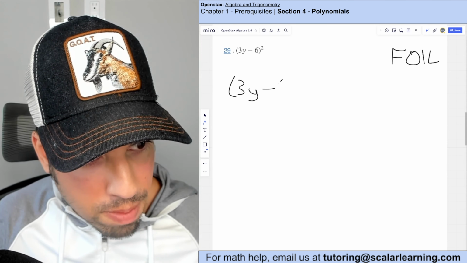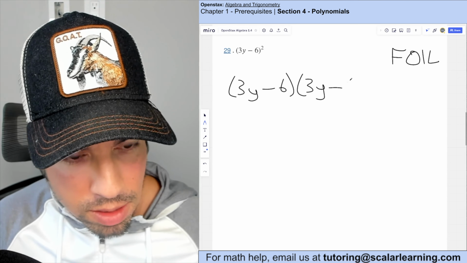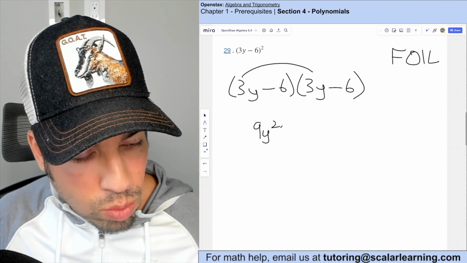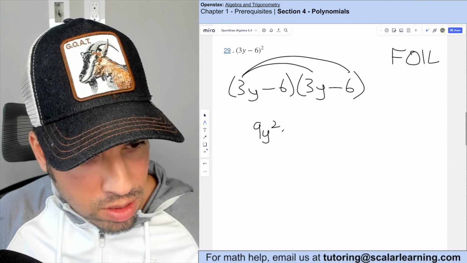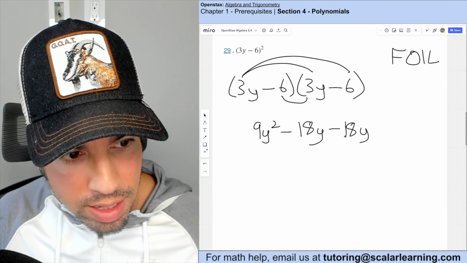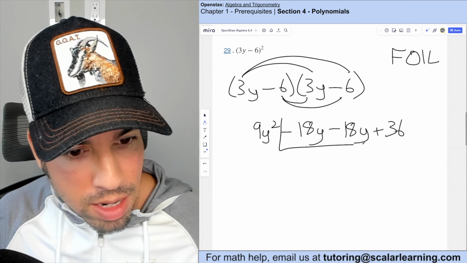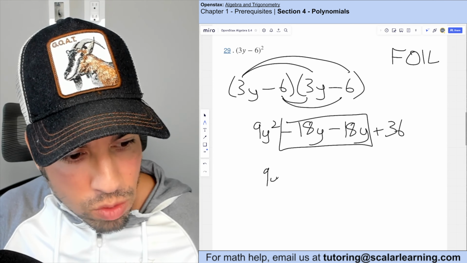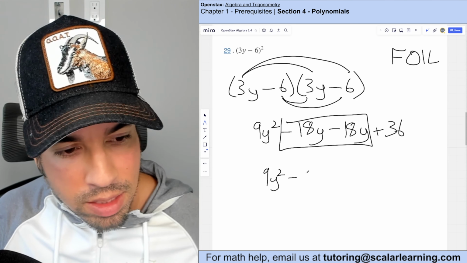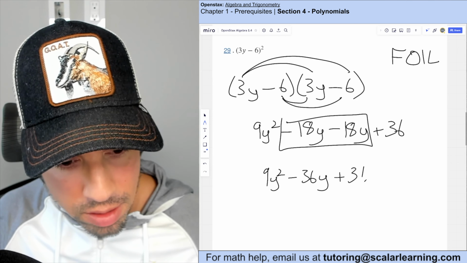Boom, done. So I'm going to start by rewriting this as 3y minus 6 times 3y minus 6. And then we're going to FOIL. First are going to multiply each other. 3 times 3 is 9. And then that's y squared. Outer, 3 times negative 6, negative 18y. Inner, negative 18y again. And then negative 6 times negative 6 is 36. Then we're going to combine the like terms like this. 9y squared minus 18 plus negative 18 is negative 36y plus 36.